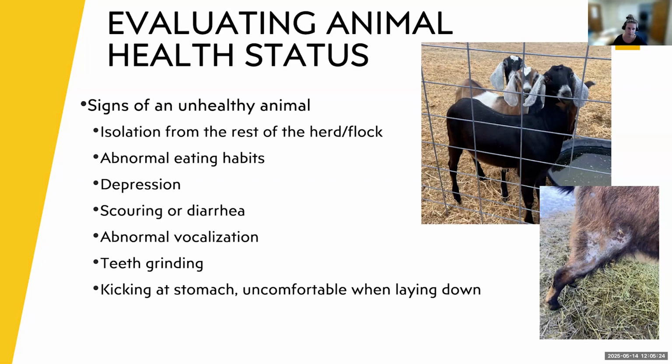Scouring or diarrhea, abnormal vocalization, usually that's showing that they're in some sort of pain, whether it's neurological pain or physical pain from arthritis or something like that. They will vocalize, signaling that it hurts and I'm in pain, or that they have a fever. Teeth grinding is another pretty good indication of pain. And then kicking at their stomach or looking really uncomfortable when they're laying down, getting up and down repeatedly. That's another sign of those abdominal issues, which can be a symptom of a lot of these.